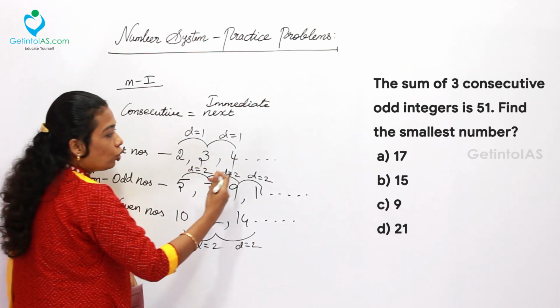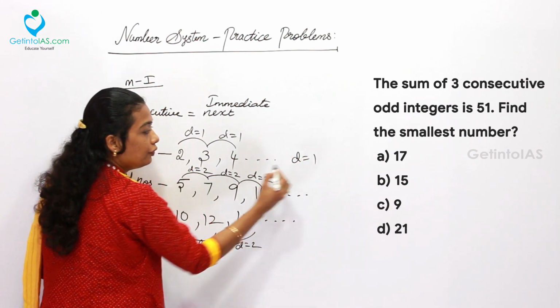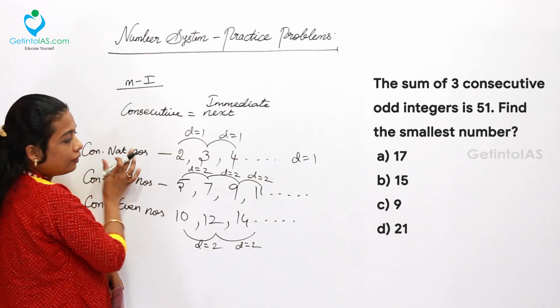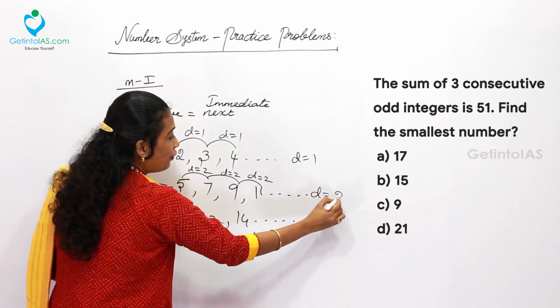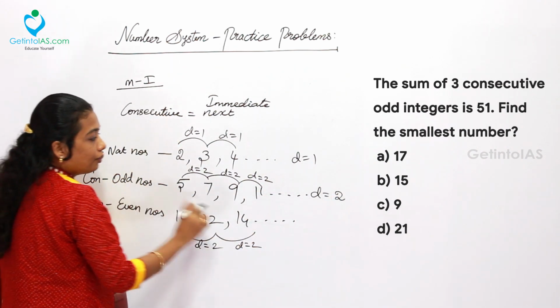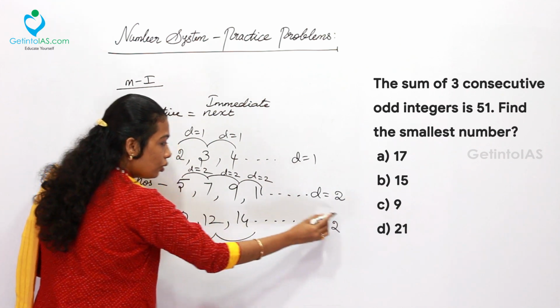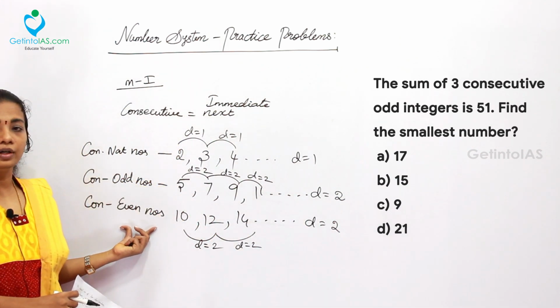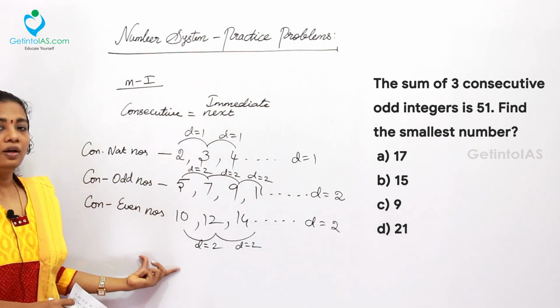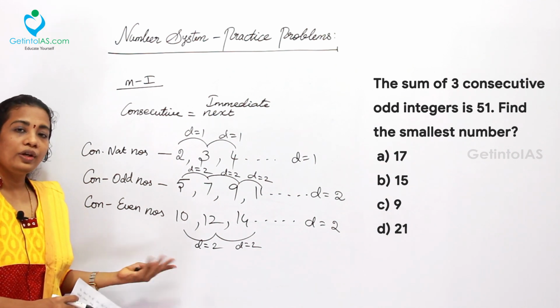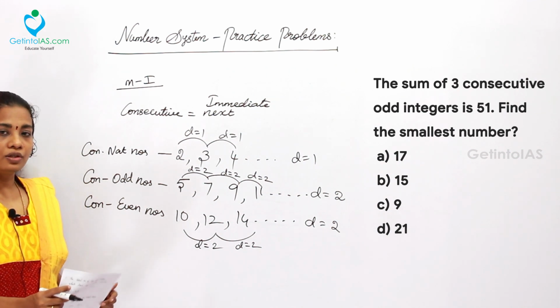Let's note the points here. The difference is 1 for consecutive natural numbers. The difference is 2 for consecutive odd numbers. The difference is also 2 for even numbers. So these three concepts are very basic things before entering into any number system question.